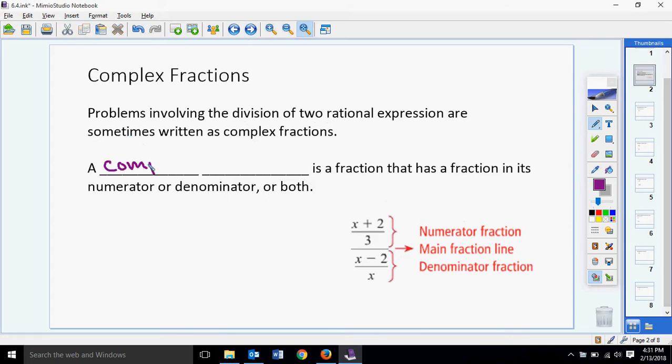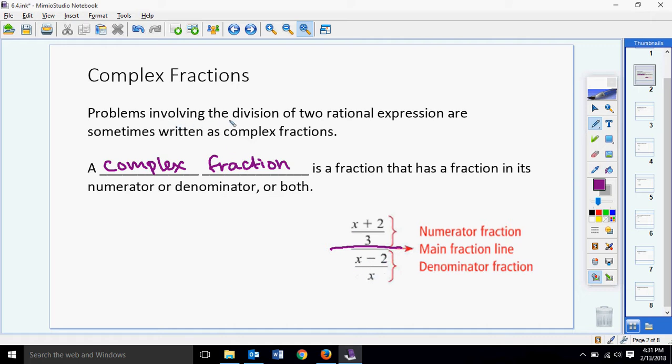Well, a complex fraction is a fraction that has a fraction in its numerator or denominator, and sometimes both. So it's basically a fraction within a fraction. And I give you an example down here. This is the main fraction line. So your numerator contains a fraction, x plus 2 over 3. And your denominator also contains a fraction, x minus 2 over x.